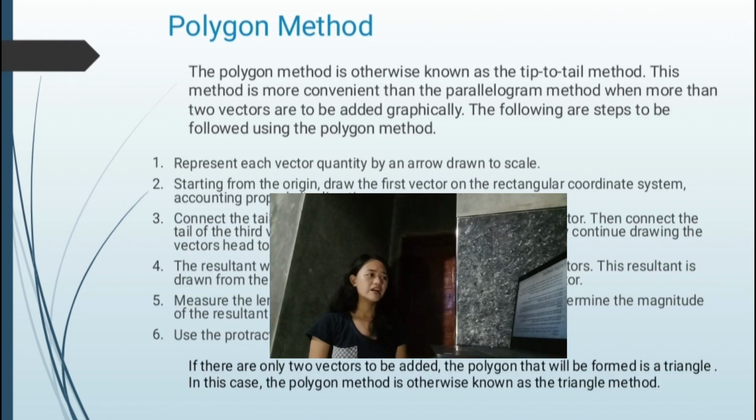Polygon method. The polygon method is otherwise known as the tip-to-tail method. This method is more convenient than the parallelogram method when more than two vectors are to be added graphically. The following are steps to be followed using the polygon method.